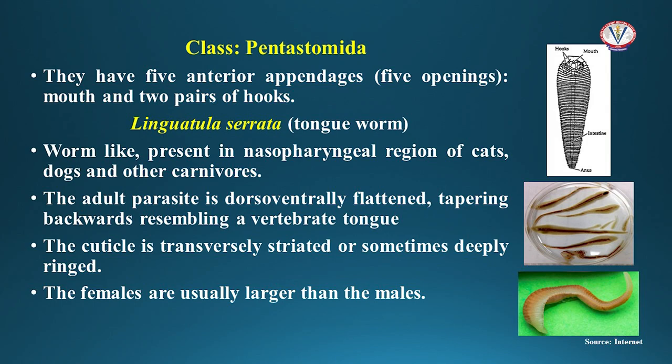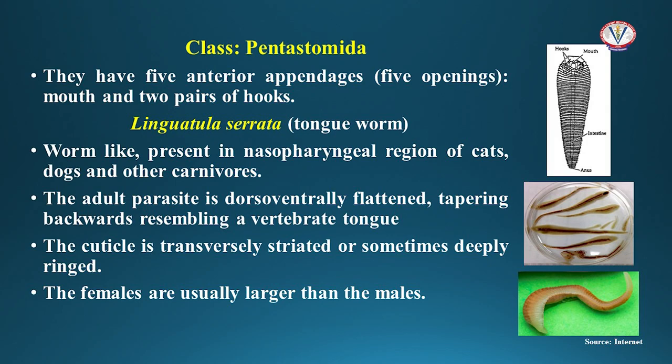Class Pentastomida. They have five anterior appendages from which the name Pentastomida has been derived. It consists of a mouth and two pairs of hooks which they use to attach to the host. The single member is Linguatula serrata or the tongue worm.